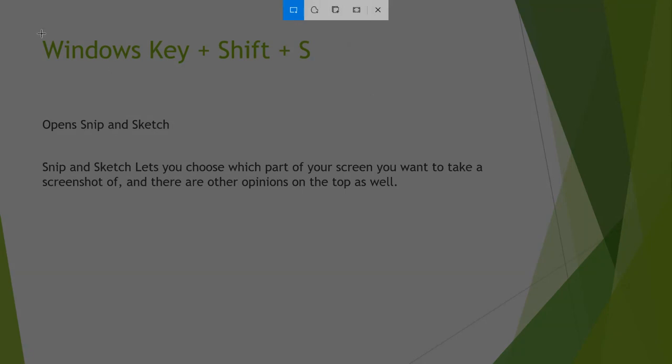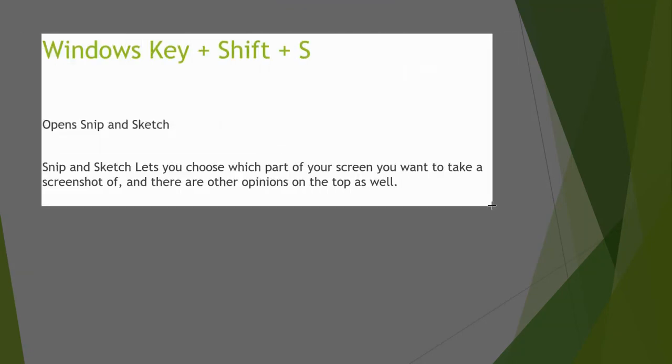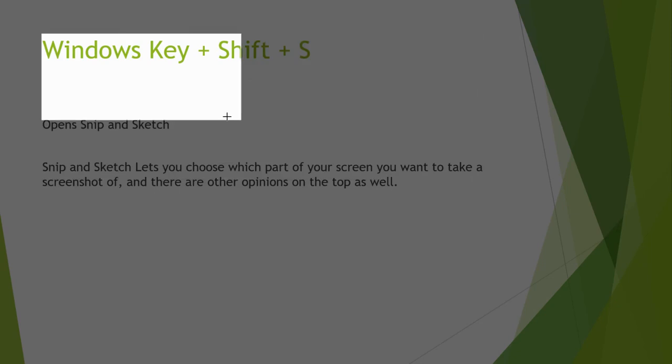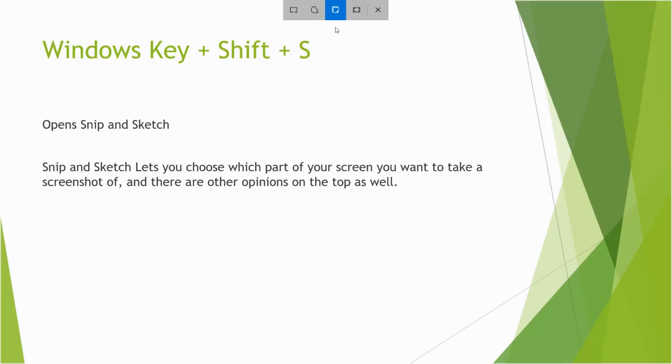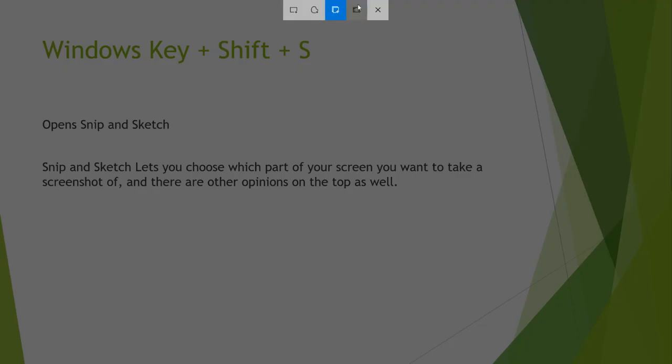You can take a picture of part of the screen. You can also do a freeform snip. Then you can also take a screenshot of your screen freely. You can also window snip. That means you take a screenshot of your window. And you can also take a full screen snip.